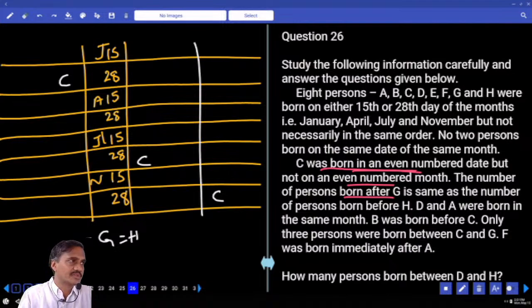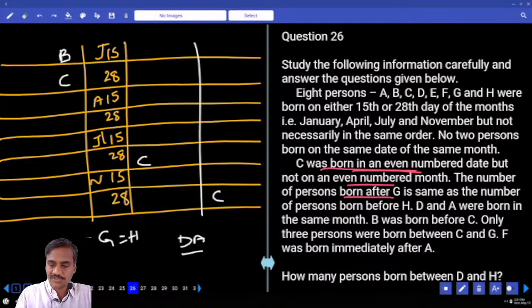D and A were born in the same month. Now D as well as A, these two persons were born in the same month, and B was born before C. Now B was born before C, and next one, only 3 persons between C and G. Now in between C and G there must be exactly 3 people. G will be here, isn't it?